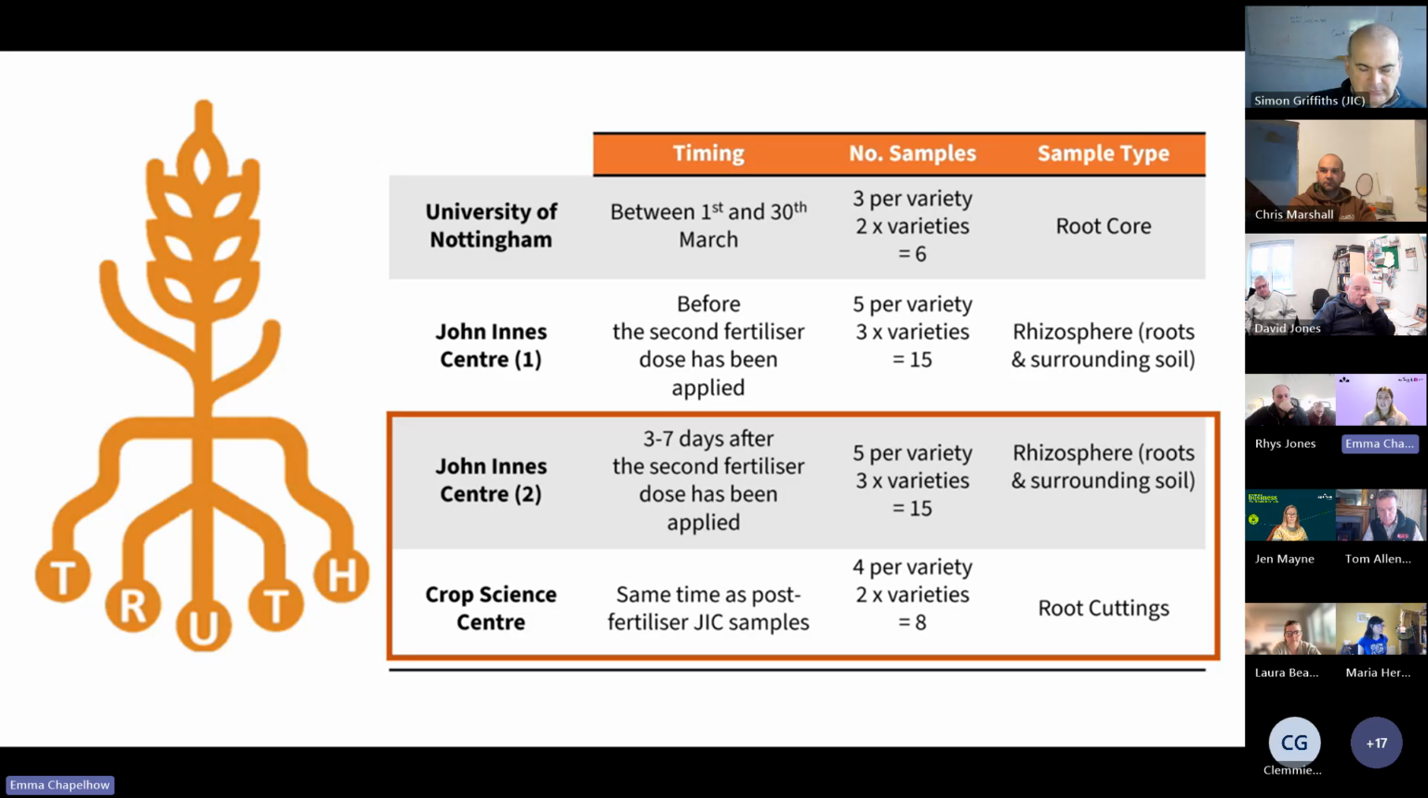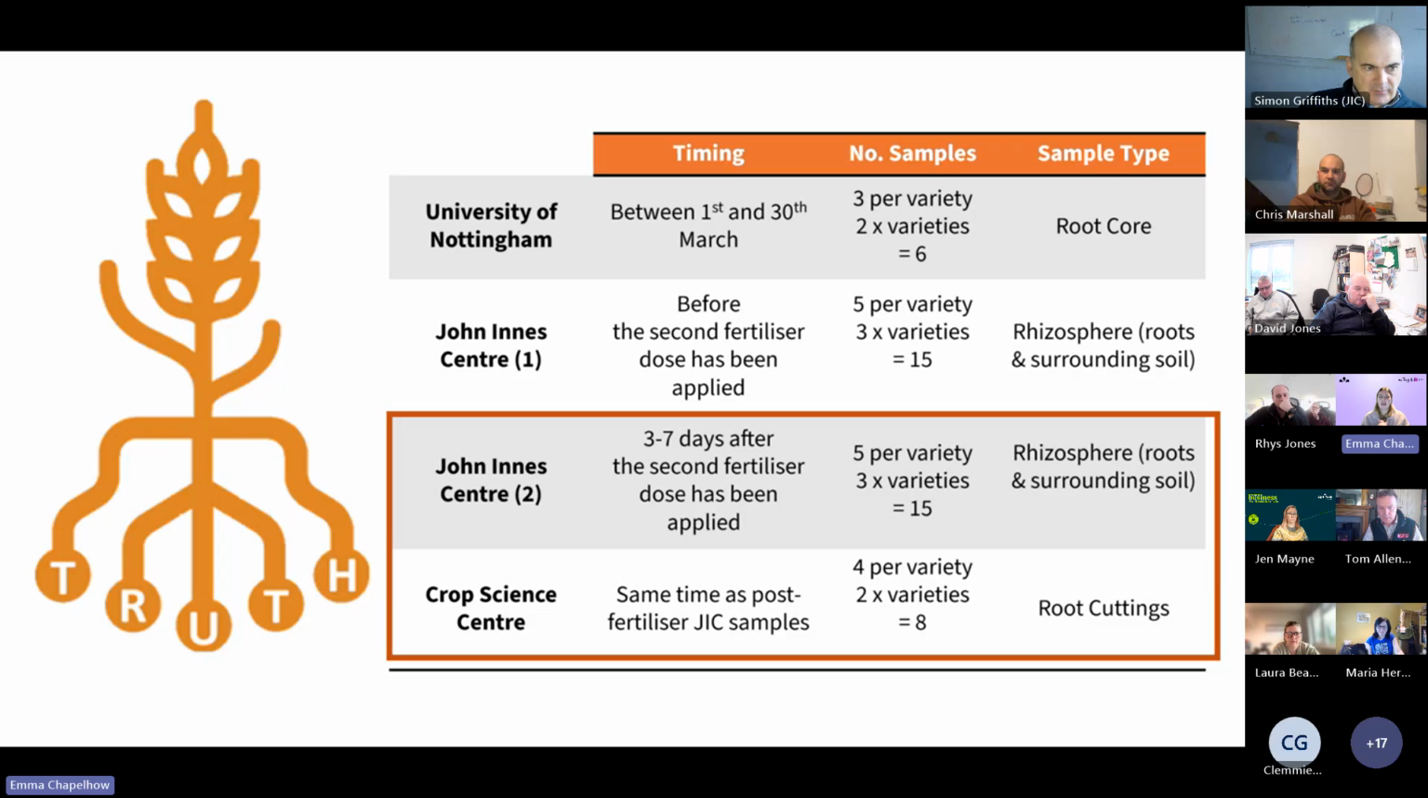For the John Innes Centre, you're doing this twice, so before your second fertiliser dose has been applied, and then after your second fertiliser dose has been applied. There are 5 samples per variety. You're testing 3 varieties, so the 2 trial varieties plus your farm standards, and we're after the rhizosphere and surrounding soil. So that's your root structure and the soil that's kind of clinging to the roots. We don't want the stuff that's half a foot away.